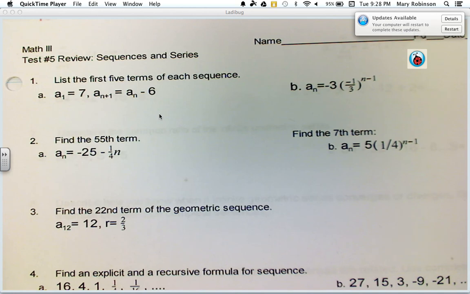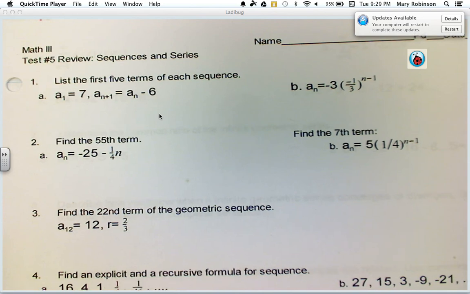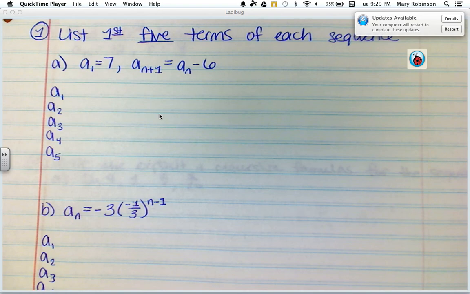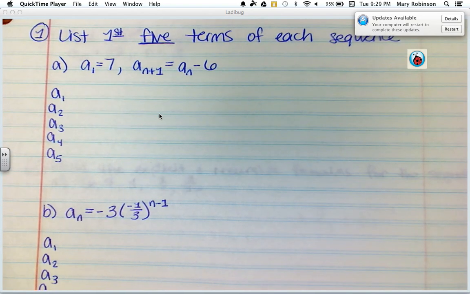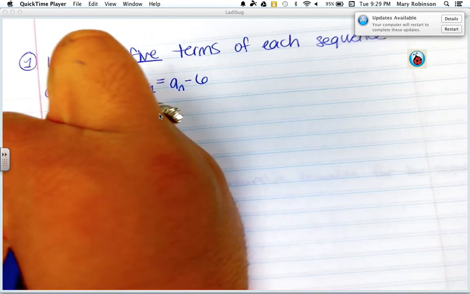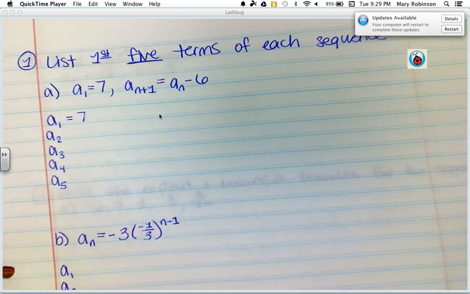And they give you the formula A sub n plus 1 equals A sub n minus 6. So they give you the recursive formula. When you're dealing with a recursive formula, you need to know the previous term in order to find the next term. So they want you to find the first 5 terms of the sequence. We're already given that A sub 1 is 7. So A sub 1 equals 7.